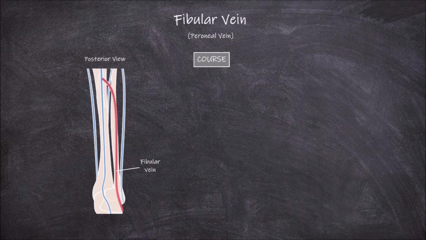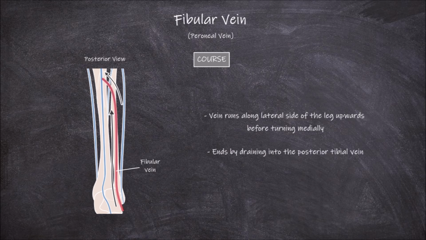What is the course of this vein? This vein runs along the lateral side of the leg upwards before turning medially. Here it ends by draining into the posterior tibial vein. The posterior tibial vein can be seen here highlighted in yellow.